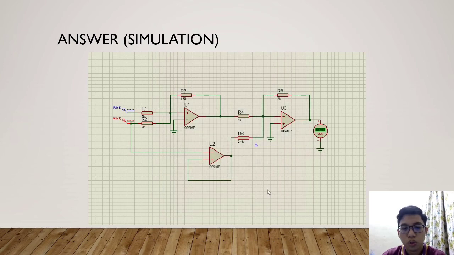As you can see here, this is the voltage follower and this is the voltage summing. To get the result, we have to simulate it, and as you can see, the output we get is 7.33, which is the same as the calculation. Therefore the result for question 4 is acceptable.